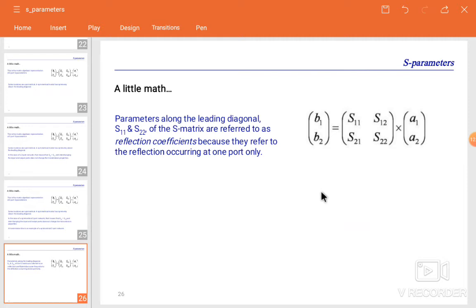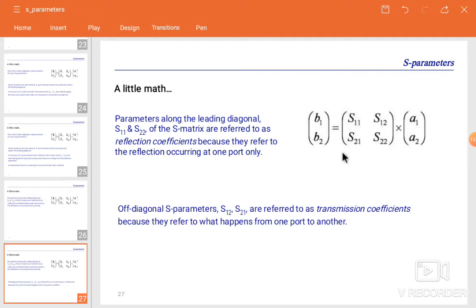The leading diagonal parameters S11 and S22 of the S matrix are referred to as reflection coefficients because they refer to the reflection occurring at the port only. The off-diagonal S parameters, S12 and S21, are referred to as transmission coefficients because they refer to what happens from one port of the network to the other.